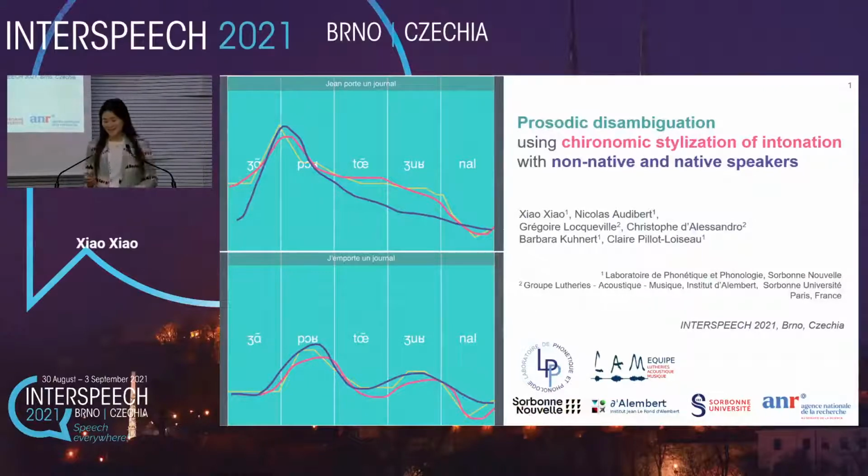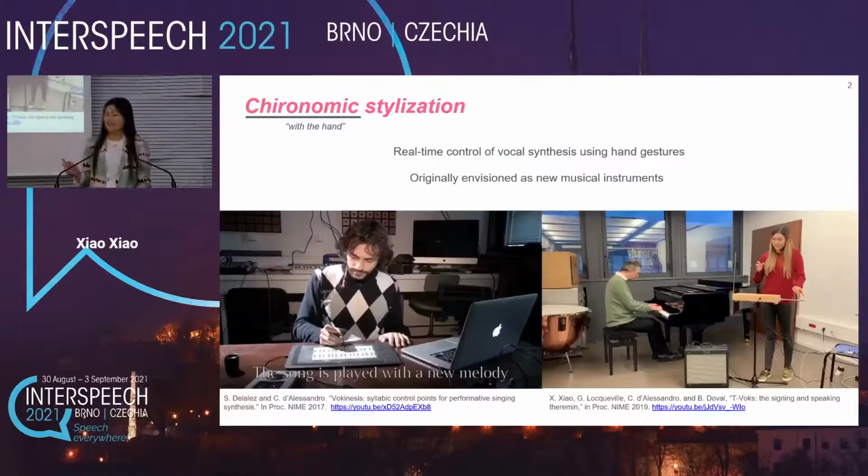Okay, well, hi everyone. Thanks for being here. So our line of research started off with the overarching question of how to control vocal synthesis expressively in real time using hand gestures, which we call chironomy, which comes from the Greek meaning with the hand, so chironomic stylization. This research was originally envisioned as a way to create new musical instruments. And at the bottom, there are a couple of examples.